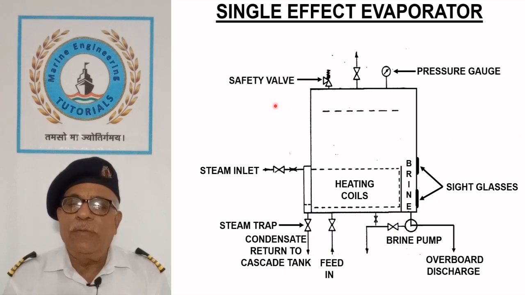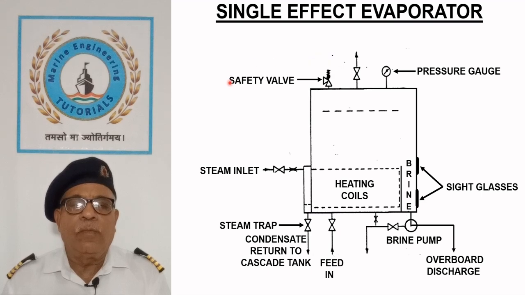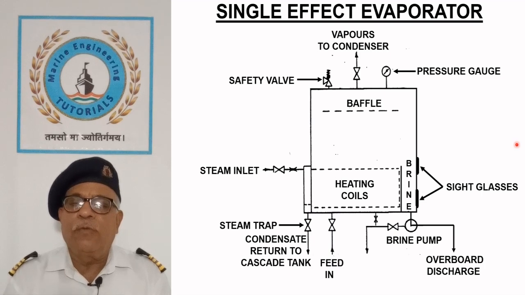Water was evaporated at pressure between 1.34 to 1.48 bar and shell was protected against high pressure by a safety valve. Evaporated vapors were passed to the condenser through baffle to prevent carryover of seawater droplets along with them, which helped in keeping the salinity of the evaporated water within limits below 5 parts per million.